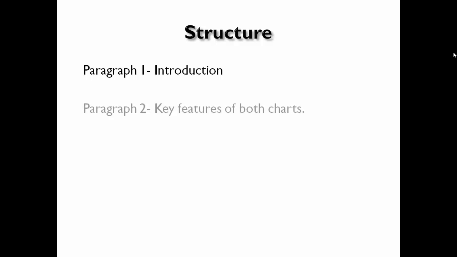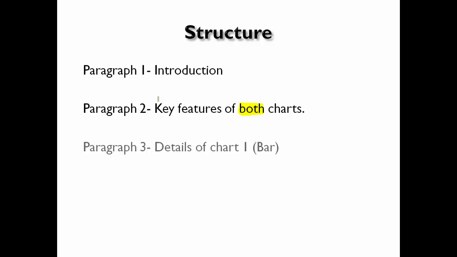Okay, so here is my structure. Paragraph 1, introduction, of course. Paragraph 2, key features of both charts. So the key word there is both. Okay, so just simply state the two main features of the bar chart and the two main features of the pie chart. Paragraph 3 will be details of chart 1, the bar chart. Paragraph 4 will be details of chart 2, the pie chart.